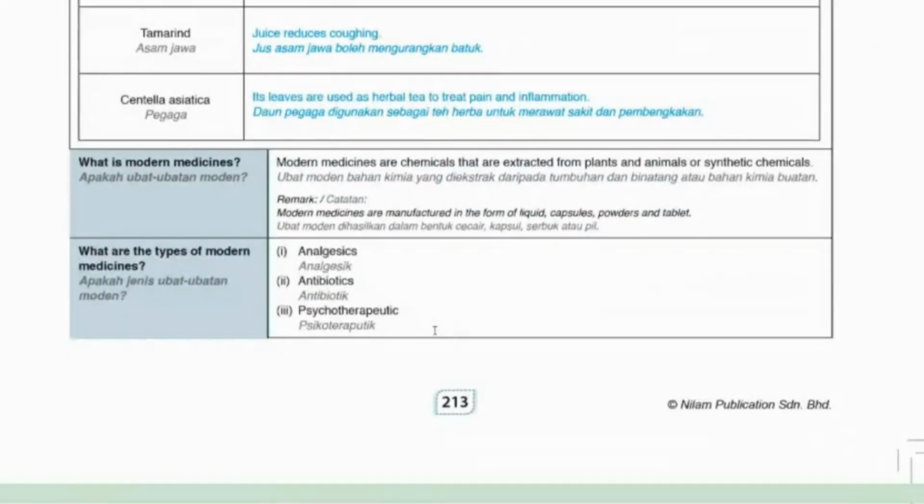Okay, next, we want to focus on modern medicine. So modern medicine are chemicals that are extracted from plants and animals, or synthetic chemicals. Okay, so they are manufactured in the forms of liquid, capsules, powders and tablets.